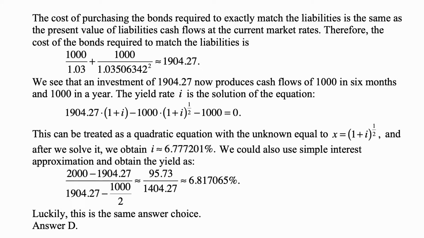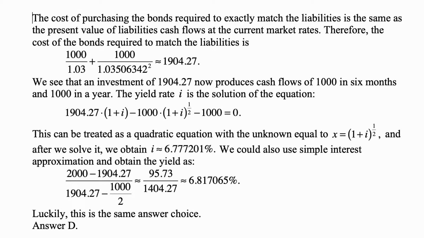So the cost of purchasing the bonds required to exactly match the liabilities is the same as the present value of liabilities cash flows at the current market rates. Therefore, the cost of the bonds required to match the liabilities is 1,000 over 1.03 plus 1,000 over 1.0350634 squared, and that's about 1904.27. And what we have here is that an investment of 1,904.27 now produces cash flows of 1,000 in 6 months and 1,000 in a year.